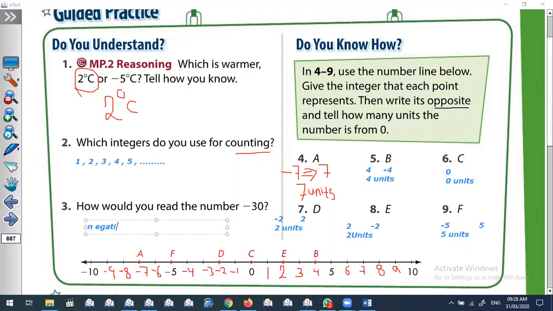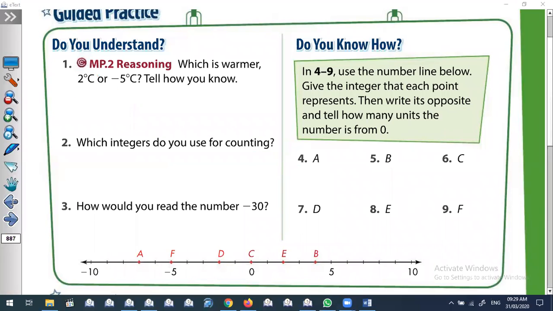Negative 30. We read this number as negative 30. Again, this number, negative 4. This number, negative 5. This number, negative 2. This number, negative 7. This number, negative 5. So it's negative, not minus. Let's complete the exercise.